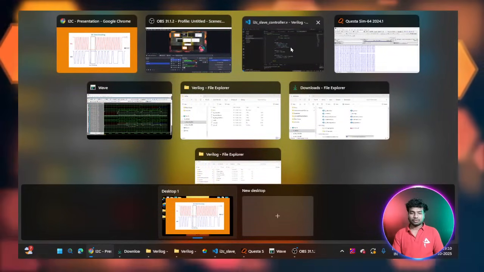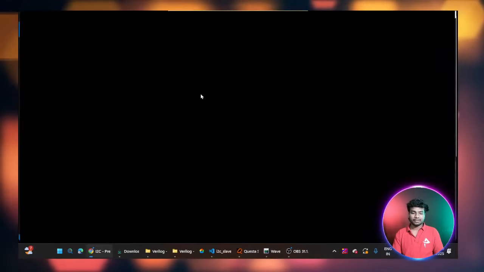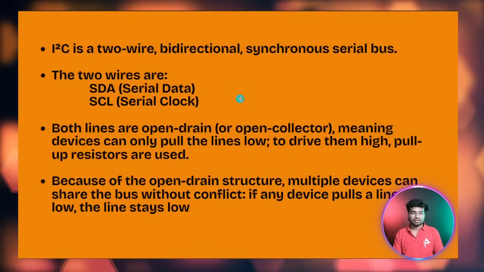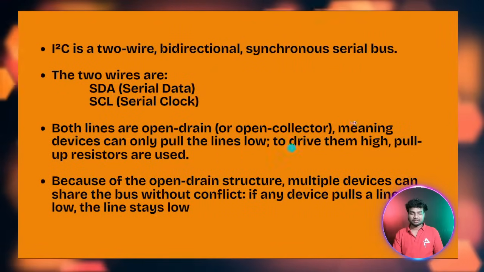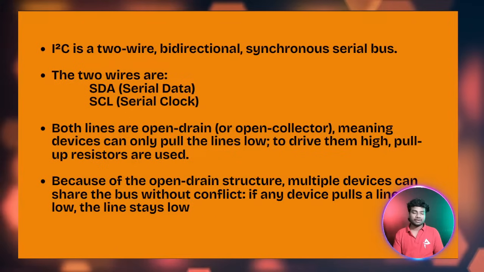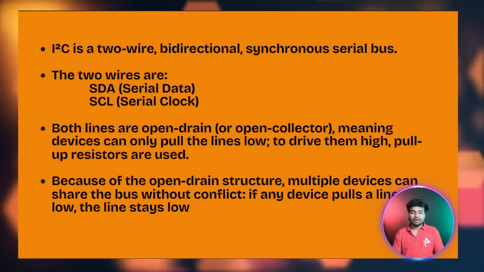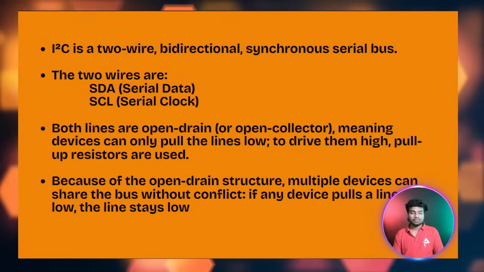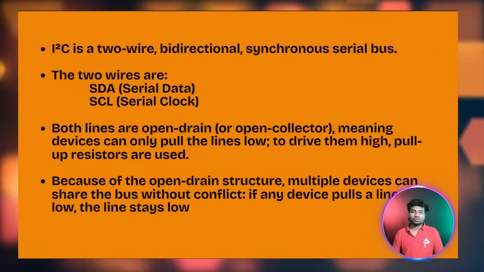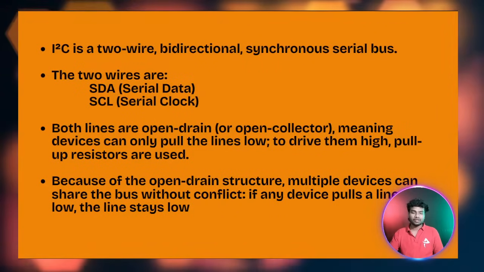Okay, this is I2C basic information. Yesterday we also saw the standard speed modes and basic information. Both lines are open drain, open collector, meaning devices can only pull the lines low. To drive them high, pull-up resistors are used. By using the pull-up resistor the line is always active high, so master devices or slave devices are only capable of pulling the lines low.